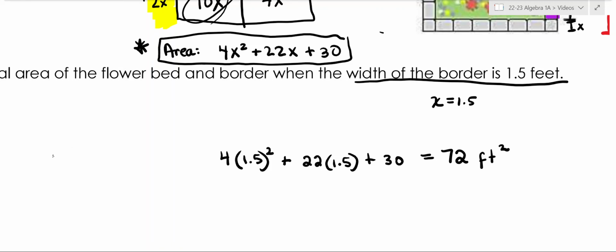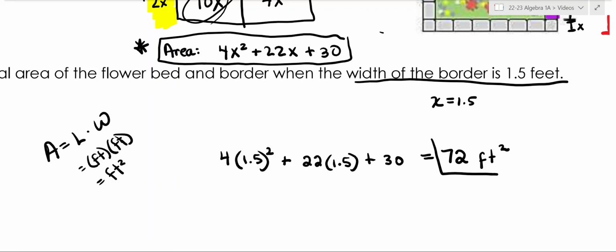All right, so let's do a unit analysis. We know the area is equal to length times width. The length is in feet, and the width is also in feet. So when we multiply them, we get feet squared. So that's how we know. That would be the full area.